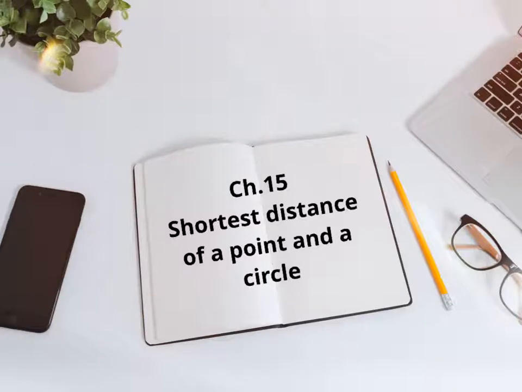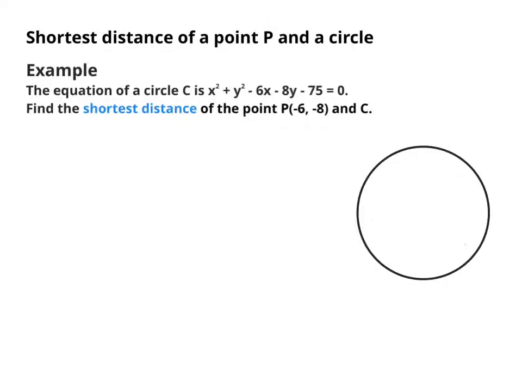In this video, you are going to learn how to find the shortest distance of a point and a circle. Look at this example. We need to find the shortest distance of a point P (-6, -8) and the circle C. First of all, we need to determine whether point P lies inside or outside the circle. We need to compare the distance between point P and the center with the radius of the circle.